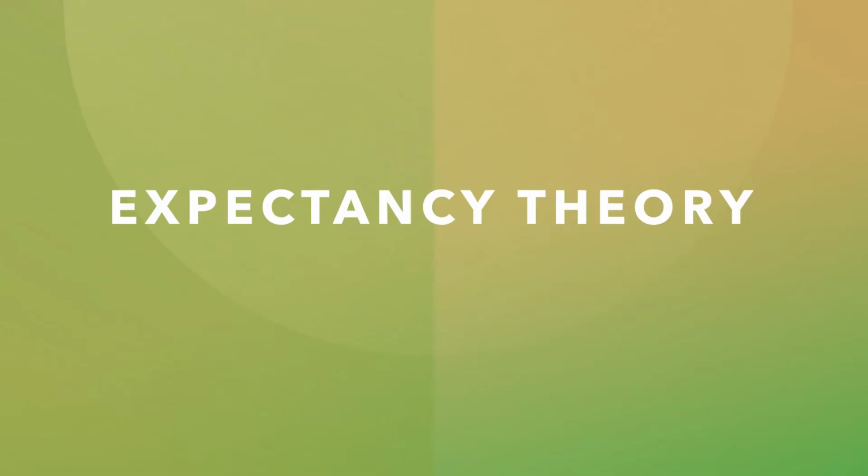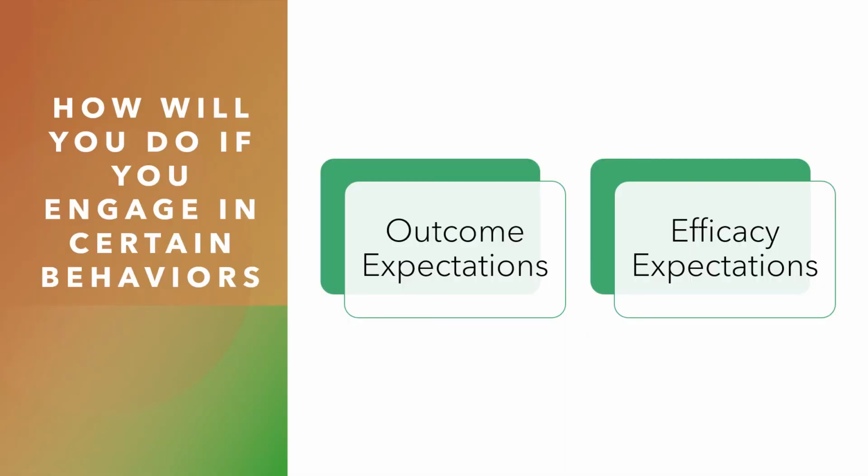Then we have expectancy theory, which suggests that how well you expect to do if you engage in a certain behavior matters. If we expect to do well, then we will be more likely to engage in that behavior. On the other hand, if we feel that the chance of succeeding is poor, we will be less likely to be involved.